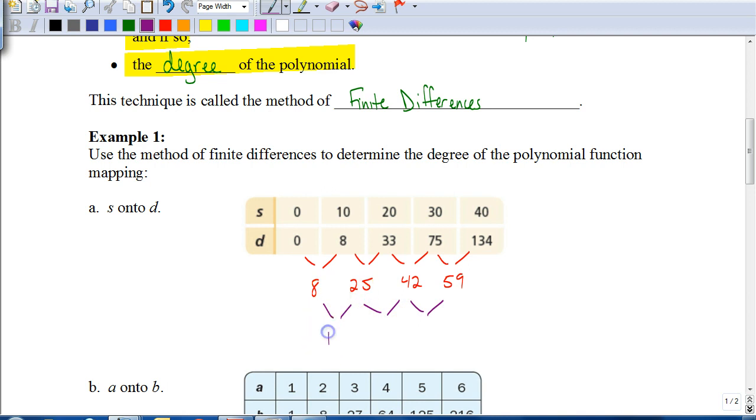25 minus 8 is 17. 42 minus 25, well that's also 17. 59 minus 42, that's also 17. So the fact that I have a row of 17s and it's my second row of differences, remember we do not count this one. We start with this one, so this is 1, 2, our second row of differences are the same. It means it's a second degree polynomial.